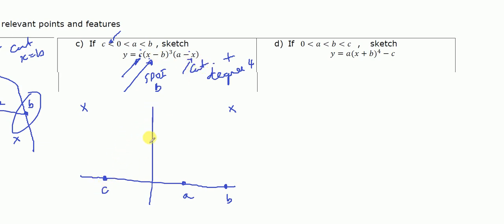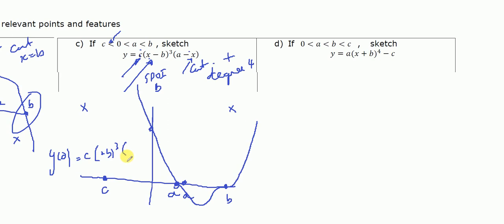So I'm going to cut through at A, have a stationary point of inflection at B, and then continue up, and I'm going to relabel that to be A. And to find my y-intercept, y of 0 will be C times negative b cubed times A. That will be negative cb cubed, which will be a positive number because I know C is negative.